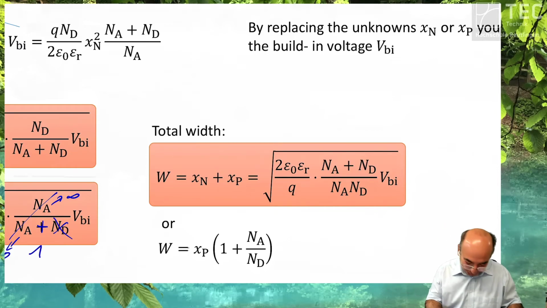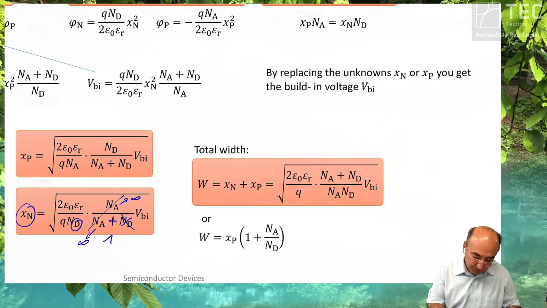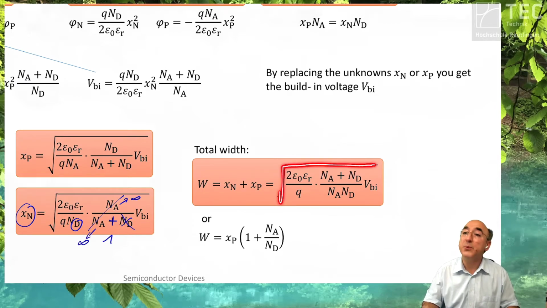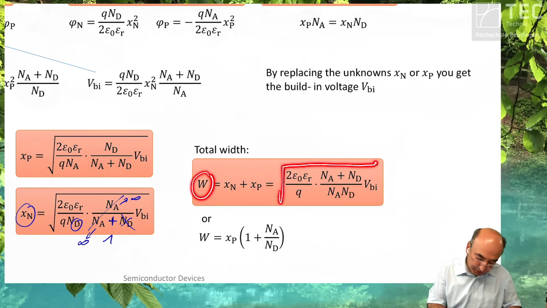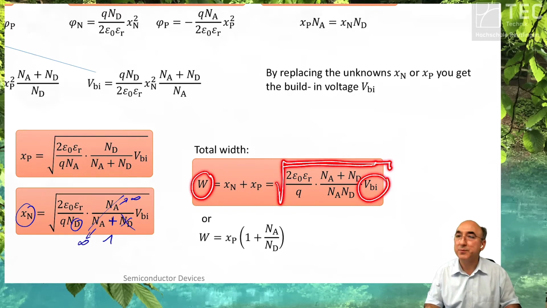Okay, hello. So the overall space charge region extension depends on a square root. So take this with you. That's the takeaway from these calculations. The space charge region has a square root dependence on the voltage. We will need that later.